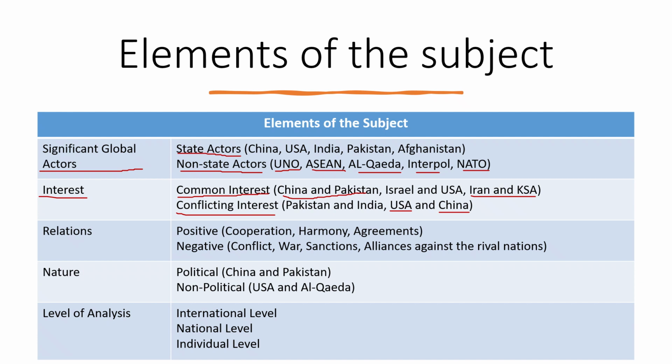We studied significant global actors, then interest, then relations, nature, level of analysis. I hope that now the definition of international relations makes better sense. What is the definition of international relations? It is the study of interest-based political as well as non-political relations among all these significant global actors. Now we know what the significant global actors are.